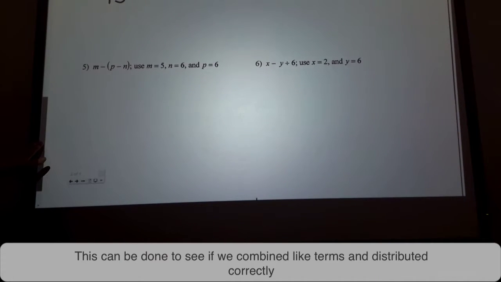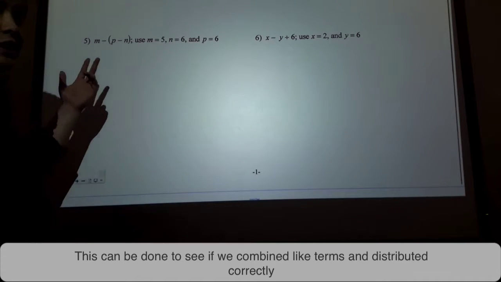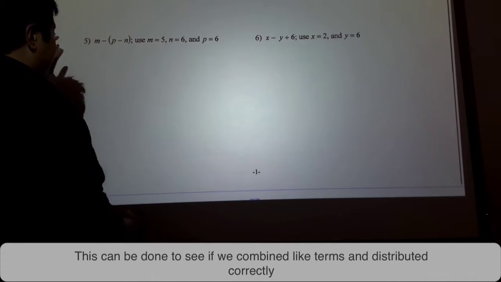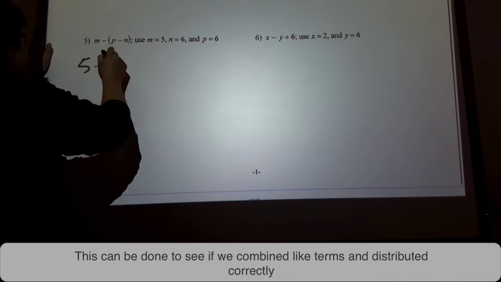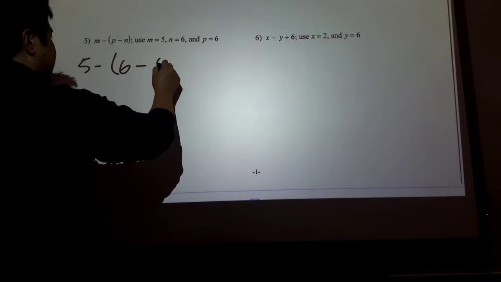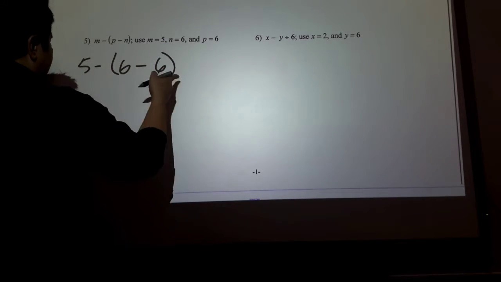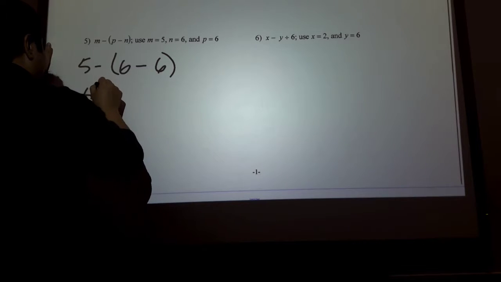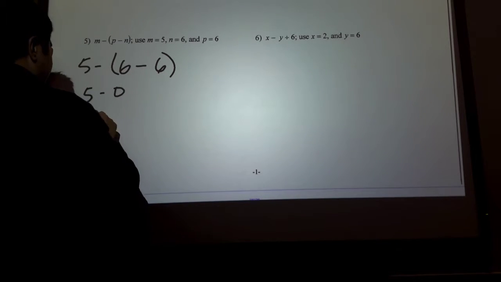Let's try number 5. I'm going to show the two different ways we can do this. Let's try the first with the normal way by just plugging in m equals 5. 5 minus (6 minus 6). Again, we have 6 minus 6 in the parentheses, so we're going to make that into a 0. 5 minus 0, as we all know, is 5.